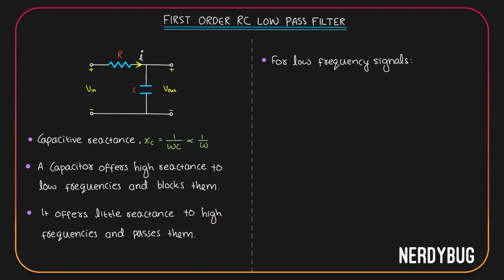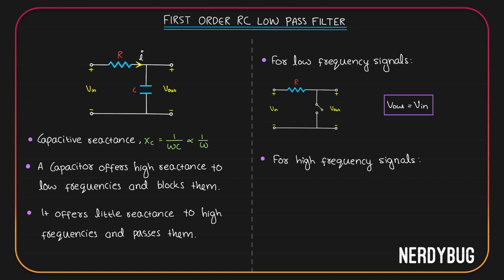Let us draw the circuit model for low frequency signals. When the frequency is low, capacitive reactance will be high. That means the capacitor can be modeled as an open circuit. The circuit model will look like this. Since the circuit is open, no current will flow through it. That means the potential drop across the resistor is 0. Whatever is given at the input will be seen at the output. So we can write V output is equal to V input.